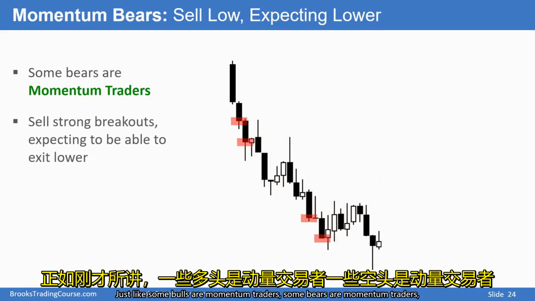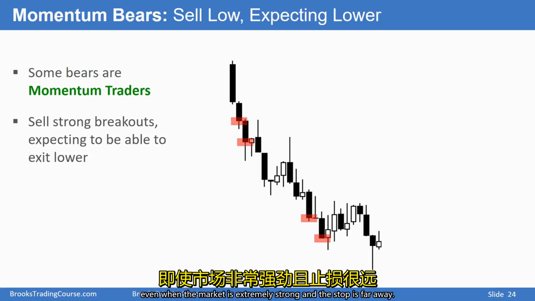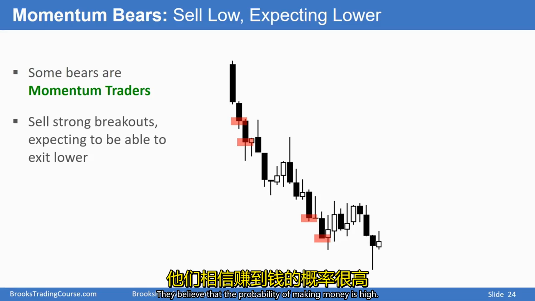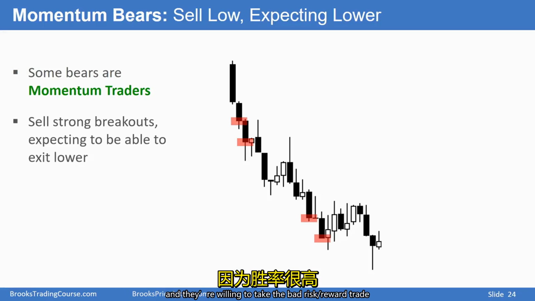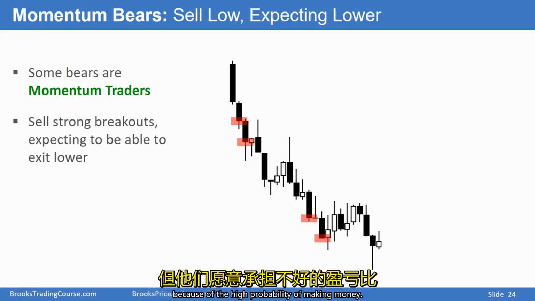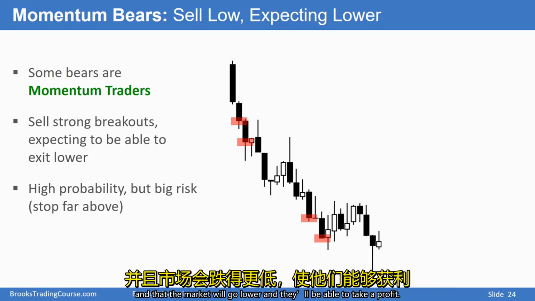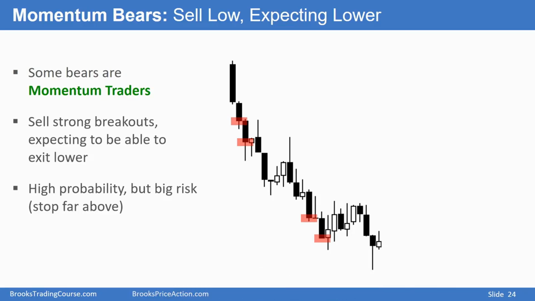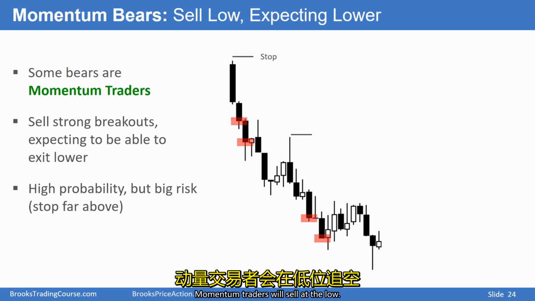Just like some bulls are momentum traders, some bears are momentum traders. And they are willing to sell all the way down, even when the market's extremely strong and the stop is far away. They believe that the probability of making money is high. They know that their stop is far away, and they're willing to take the bad risk-reward trade because of the high probability of making money. So they're willing to sell at the low, expecting that any pullback will be brief and that the market will go lower and they'll be able to take a profit. So high probability, but big risk. Momentum traders, they'll sell at the low.